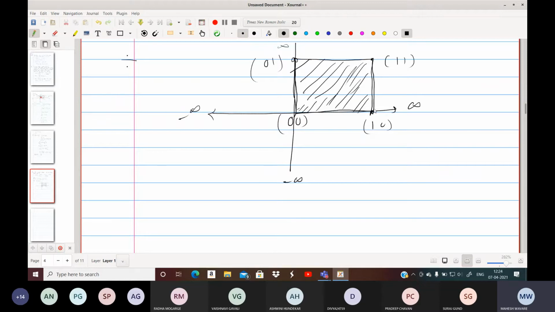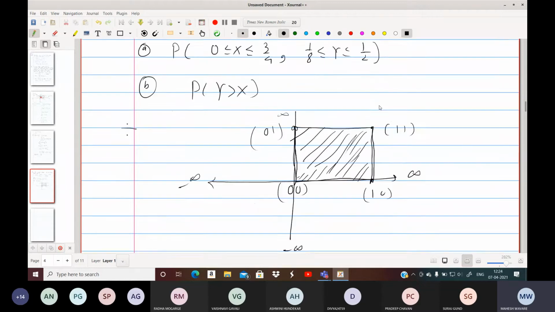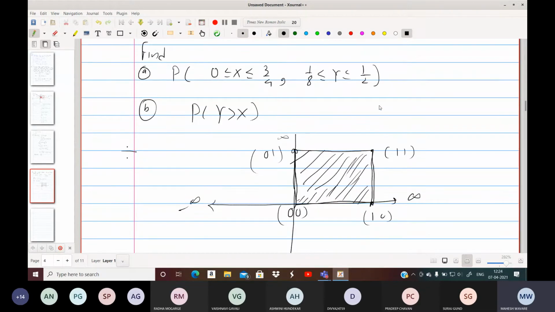But we are not going to verify condition 2 of the definition. We are going to calculate the probability for that. So let me draw that in a different color, 0 to 3 by 4. Okay, where will 3 by 4 be? 3 by 4 means 75% of it. So this is half, and this will be the 3 by 4. This point is 3 by 4, and y has value 0.